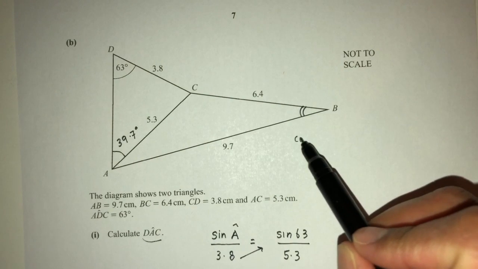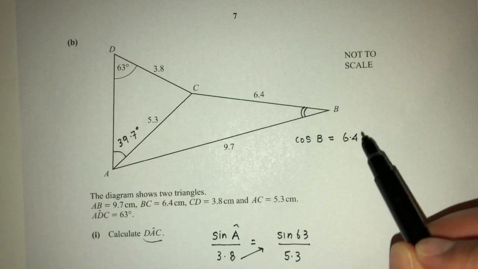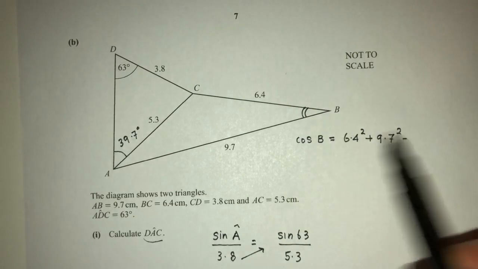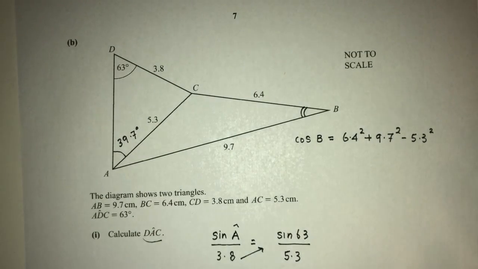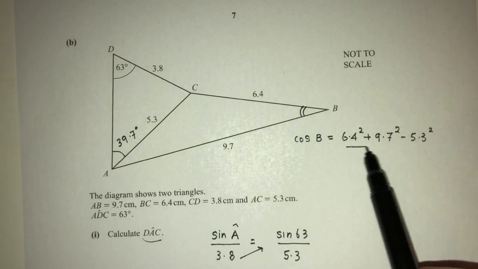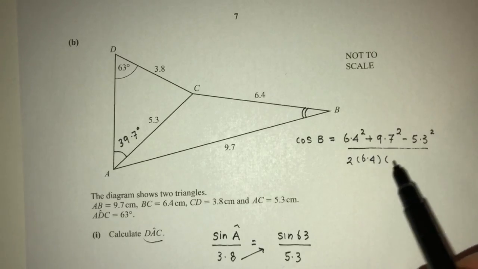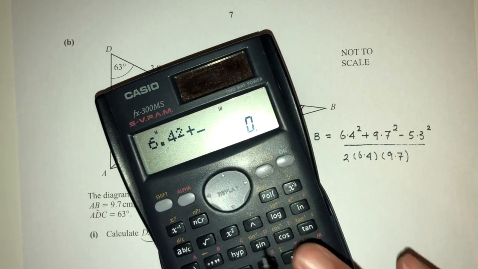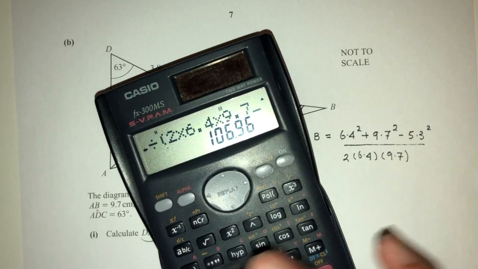So cosine rule of the angle B, that will be 6.4 squared plus 9.7 squared minus 5.3 squared. So how do I know this? This is a formula you have to know for cosine rule. It is nothing magic here, it is just a formula you have to know. That'll be 6.4 and 9.7. So let's solve this. 6.4 squared plus 9.7 squared minus 5.3 squared divided by 2 times 6.4 times 9.7.